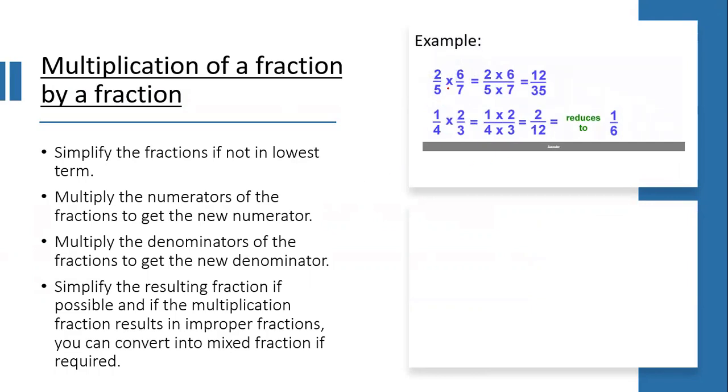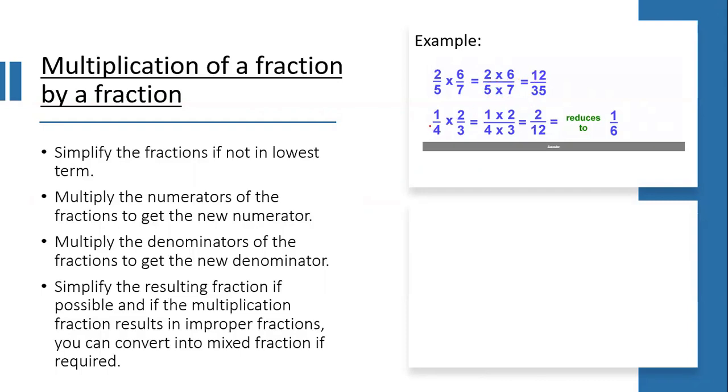2 by 5 multiplied by 6 by 7. So the multiplication of a fraction by another fraction equals 2 into 6 divided by 5 into 7. So 2 6s are 12, 5 7s are 35. So it will be 12 by 35.